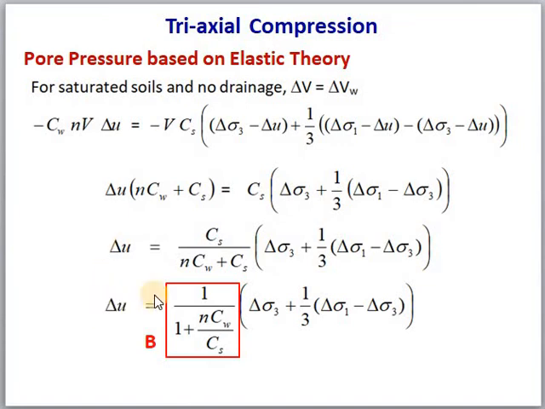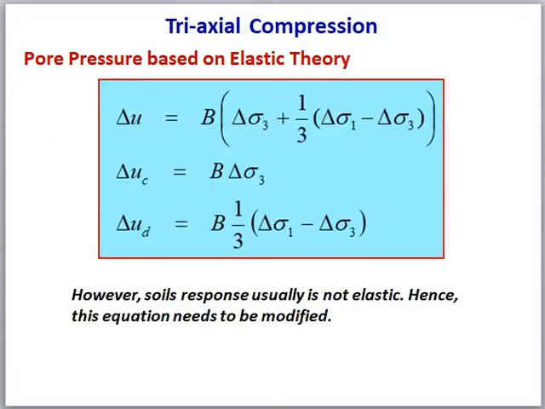And further, in terms of delta U, it is delta U equal to, again we have this equation, that is 1 by 1 plus nCw by Cs multiplied by delta sigma 3 plus 1 by 3 into delta sigma 1 minus delta sigma 3. This is B. Already we had this constant. Now let us see. So this is the pore pressure parameter for triaxial compression.